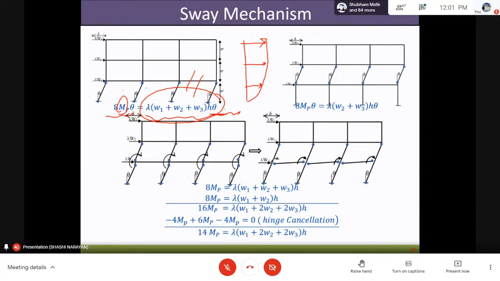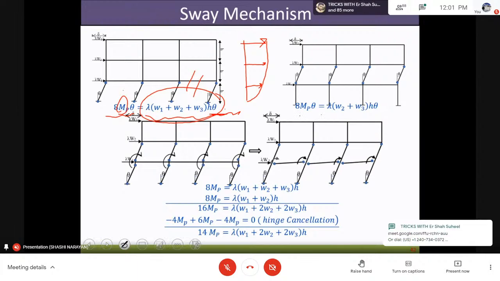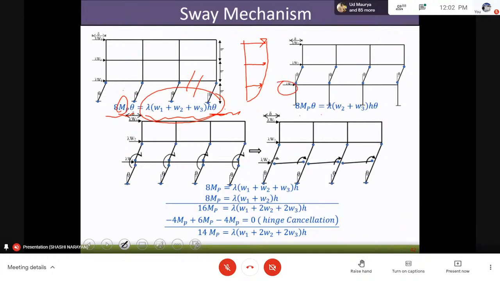Now, if there are two different mechanisms here, that is the first story mechanism, that is the second story mechanism. If we take into second story mechanism, what is happening? We have again 8 MP into theta, then we have what? Lambda times, this is not going to contribute to anything into external forces. Only what is going to contribute H into theta is lambda times W2 into W3 plus W3.